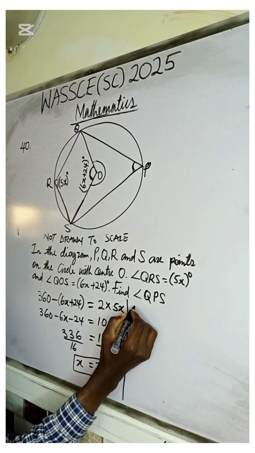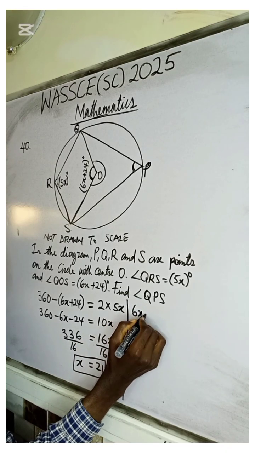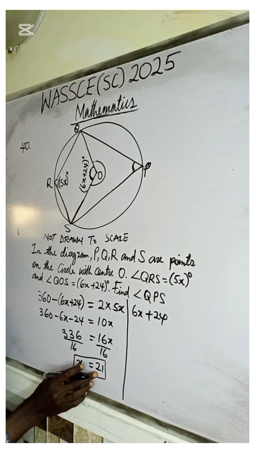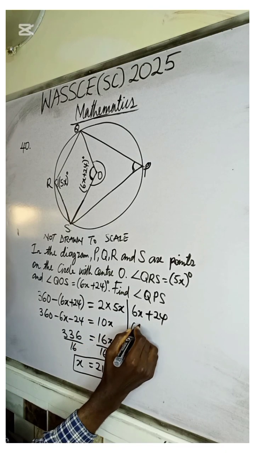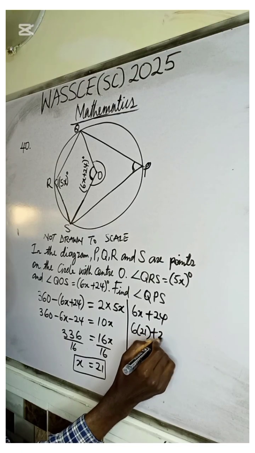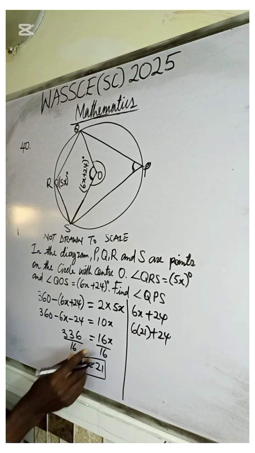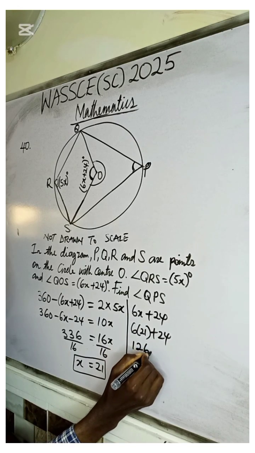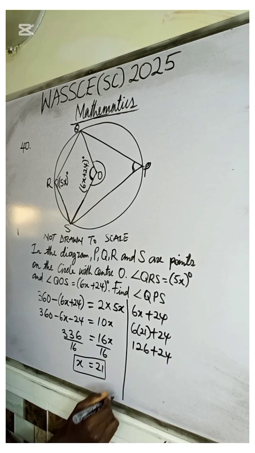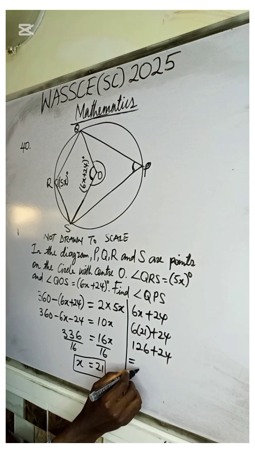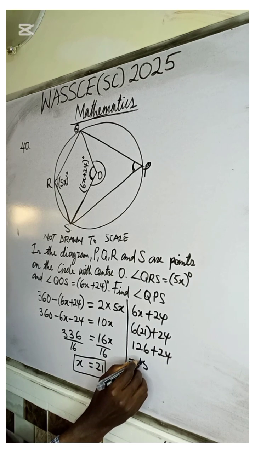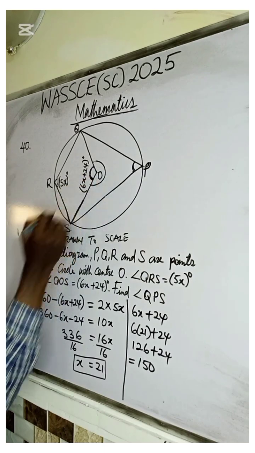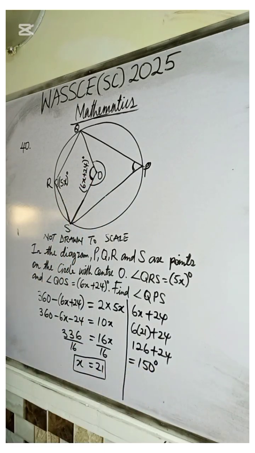So we can get the value of this angle here. We have 6x plus 24. Anywhere we find x, we replace with 21. So 6 multiplied by 21 plus 24. When we multiply 6 by 21, we have 126, plus 24, and that will give us 150. So this angle here is 150 degrees.